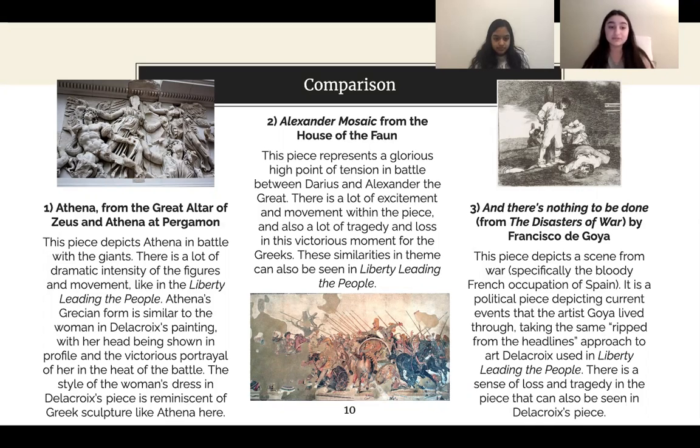The style of the woman's dress in Delacroix's piece is reminiscent of a lot of Greek sculpture that we can also see in Athena of Pergamon.